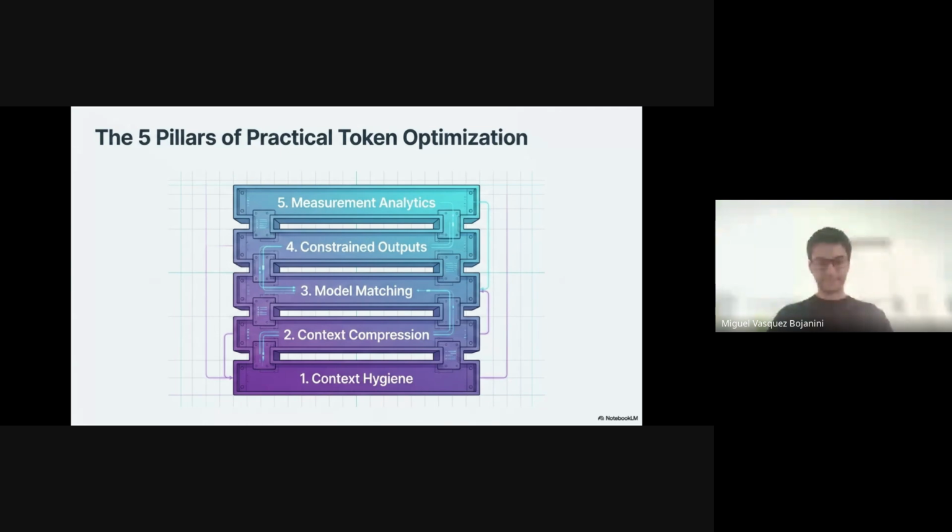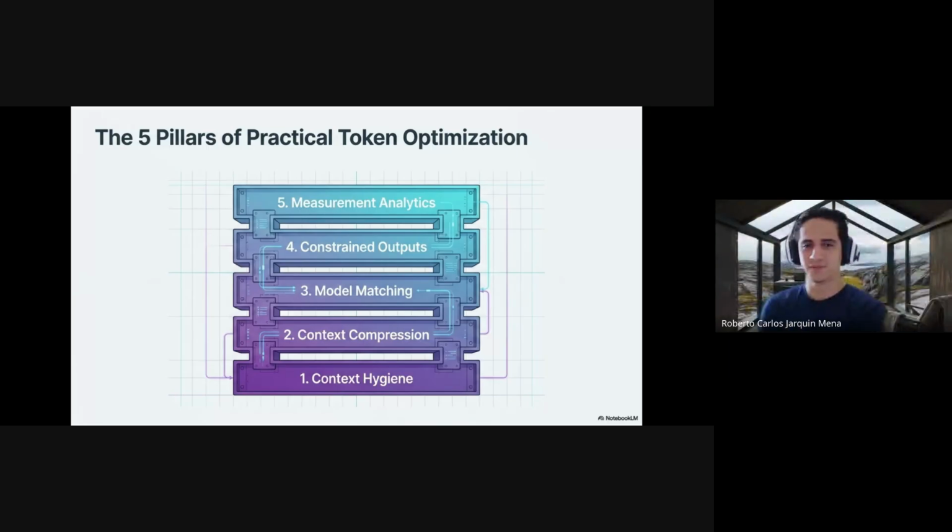Okay. Here we go. Well, thank you everyone for being here. My name is Roberto, and today we brought 5 pillars of practical token optimization. As you can see, we have content hygiene, content compression, model matching, constrained output, and measurement analytics. Before we go further, as you already know, how the context windows work, what is a context input, what is a context output, and why the context output is really expensive.